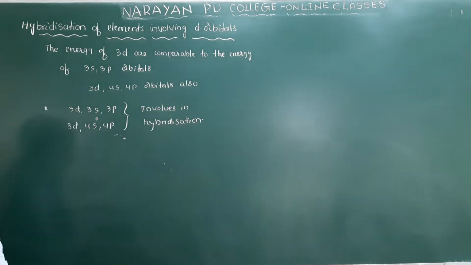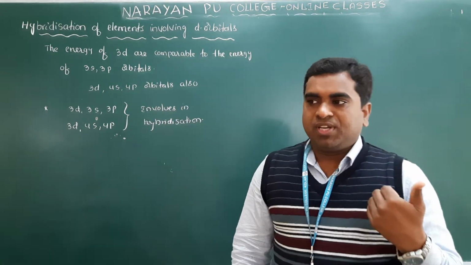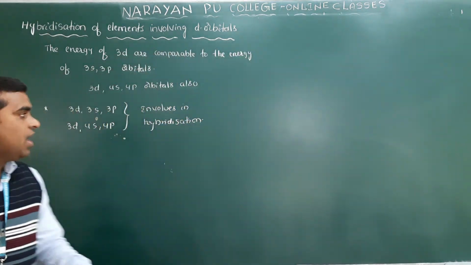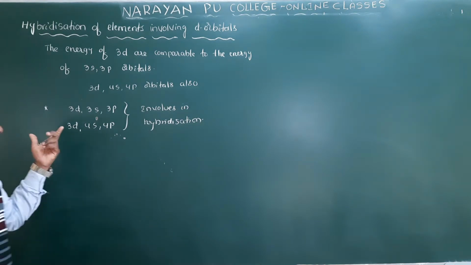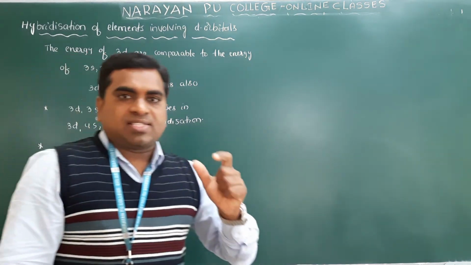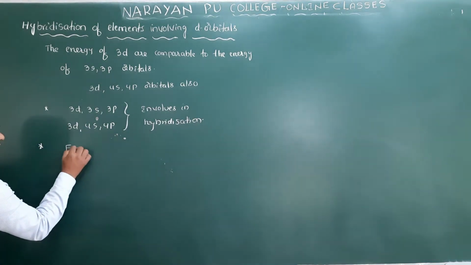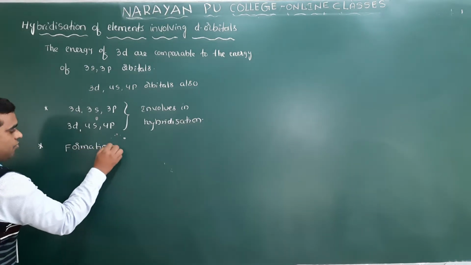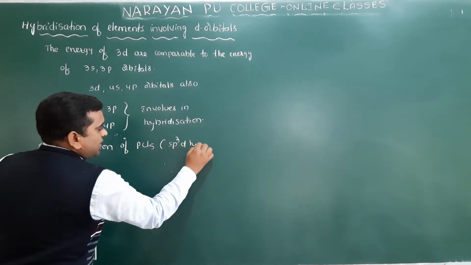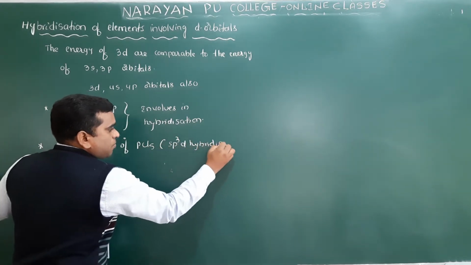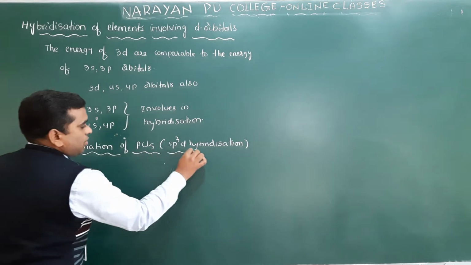We have types of hybridization: sp3, sp3d, sp3d2, sp3d3. All that we will discuss. Two compounds we will discuss, which involve the d orbital, s orbital and p orbital in hybridization. The first one is the formation of PCl5. What is the hybridization? sp3d hybridization. So we will discuss about this one.